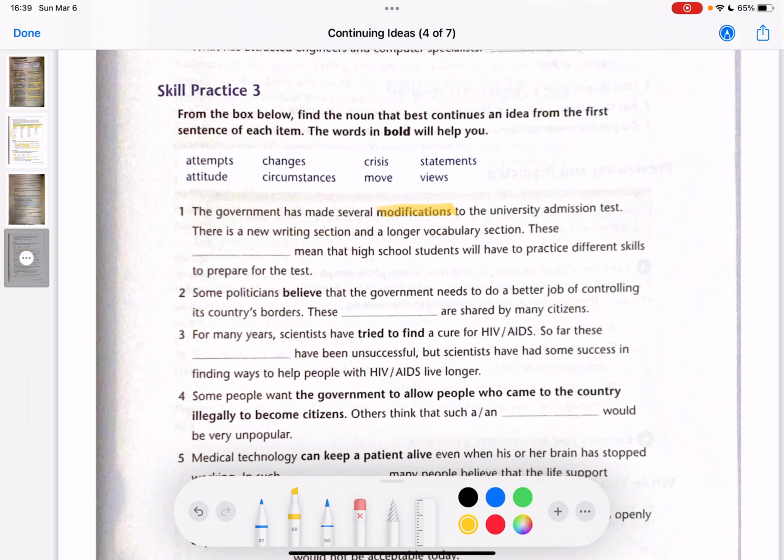Okay, there's a lot of clues here, but modification is your best clue. So now look in the box and decide which is a synonym for modifications. Go ahead and pause if you need to. Okay, great job. Did you come up with changes? If you did, you are correct. Changes is a synonym for modifications. So that's a great general noun to use here, these changes, to continue the idea of the modifications from the previous sentences.